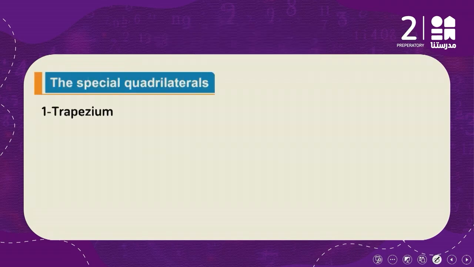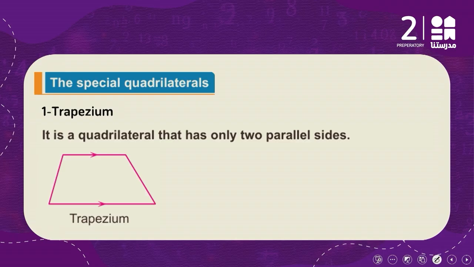Special quadrilaterals. Quadrilaterals are the shapes of 4 sides, but we have a lot of cases, a lot of shapes inside the quadrilaterals. We have a trapezium for the first one. A trapezium is a quadrilateral that has only 2 parallel sides.